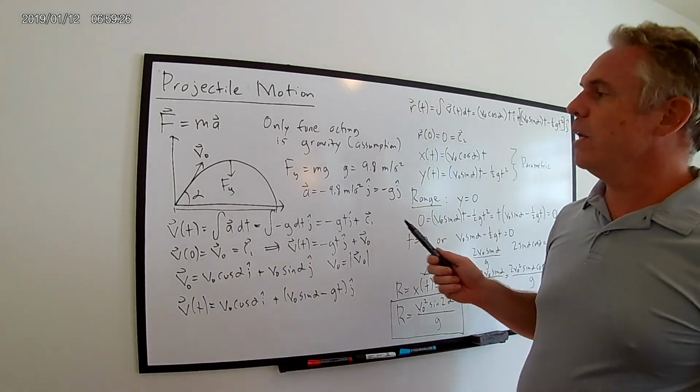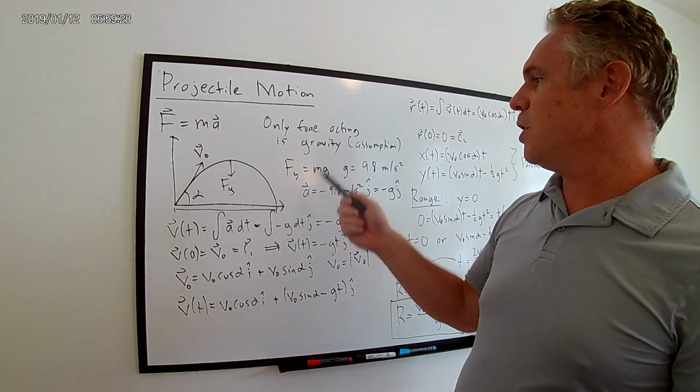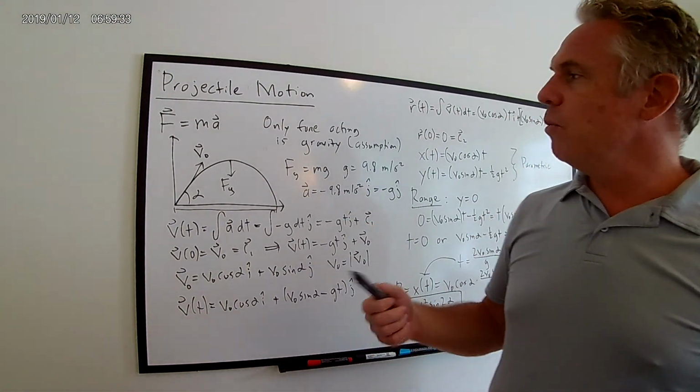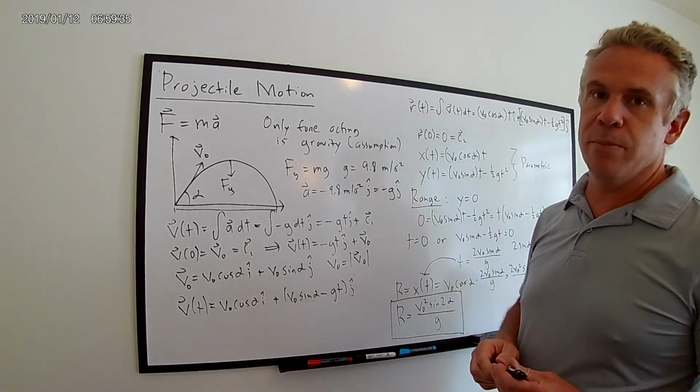Okay, in class we will do an example problem. We'll do a specific example problem for projectile motion where we fire an object from a cliff, and then we'll talk about the normal and tangential components of acceleration.